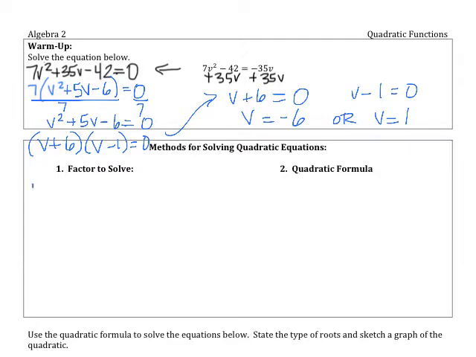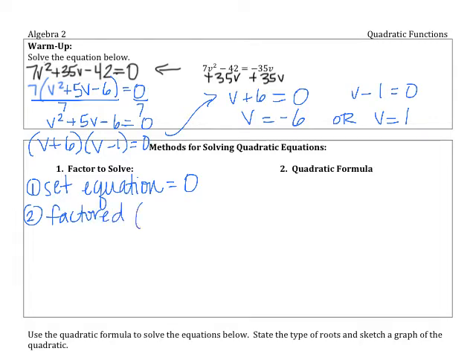in the warm-up. The first thing that we did was set the equation equal to 0. And then we factored. And remember that the first step for factoring is to look for a GCF. And then you can use one of the other methods, split the middle, difference of squares. Any of those will work. And then the last thing that we did was apply the zero product property.